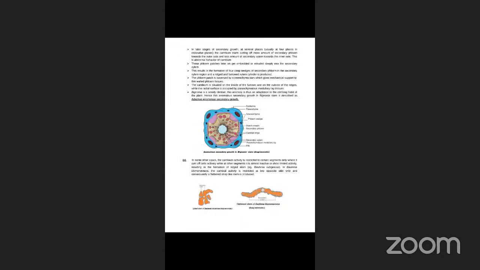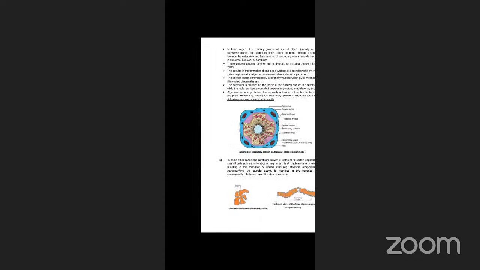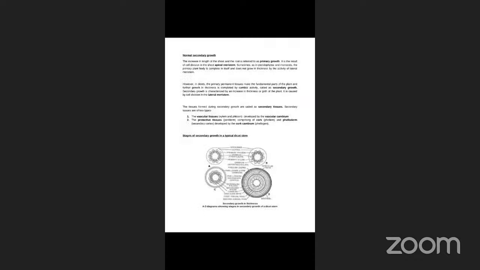All these cells are made up of which type of cell or cell system? Meristems. Meristem systems. Last class, you all forgot the internal structure of dicot stems.